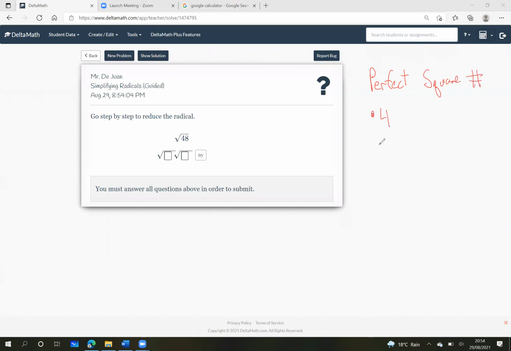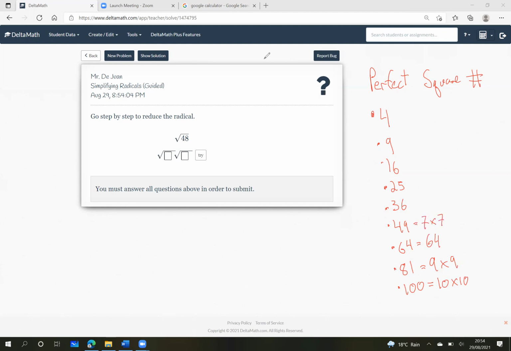For example, 4, 9, 16, 25, 36, 49, 64, 81, and 100. At least for now, that's good enough right there because 100 is 10 times 10. Perfect square numbers get their name from numbers that are the same that can multiply into them. So 49 is 7 times 7.